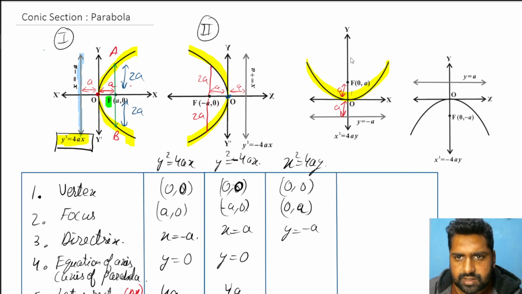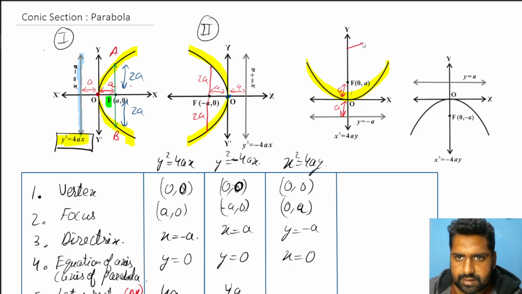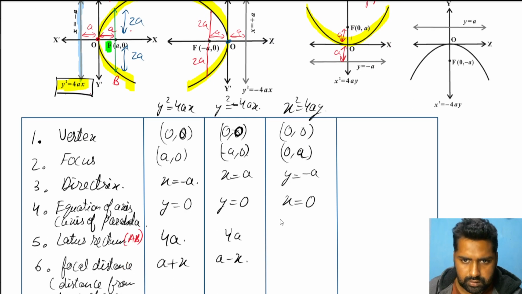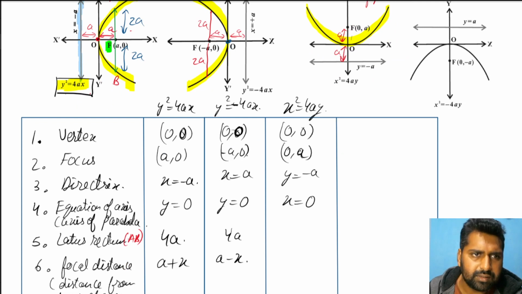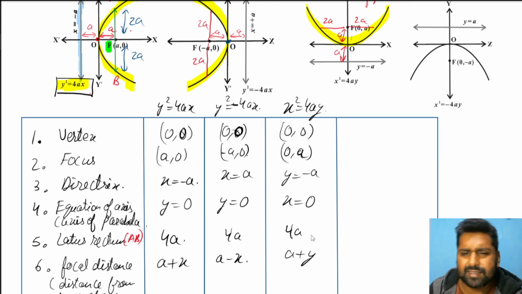What's the axis of this parabola? Y-axis. The equation of y-axis is x equal to 0. This is the axis of parabola. Now latus rectum is still the same thing, it's just that now it will be drawn like this. 2a, 2a, so still the total distance will be 4a. And your focal distance will be a plus y, instead of x now it will be y. Basically x and y are being interchanged here.